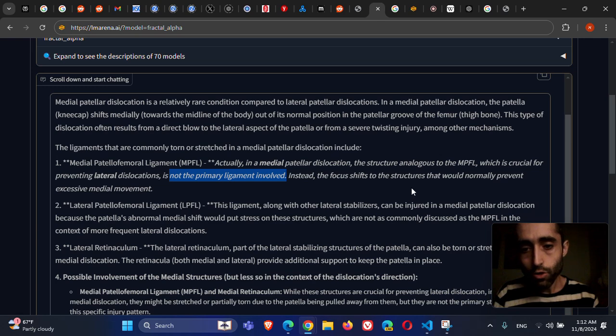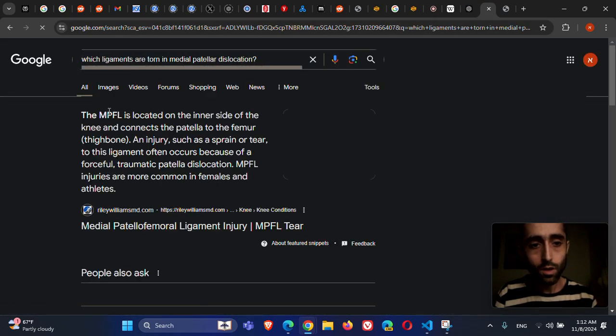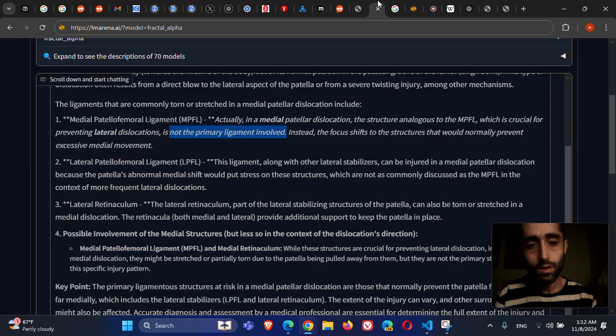Instead, the focus shifts to the structure that would normally prevent excessive medial movement. He understood me. Even Google doesn't understand that. I just posted this in Google and it is wrong. Now it tells me about the LPFL, which is totally true.